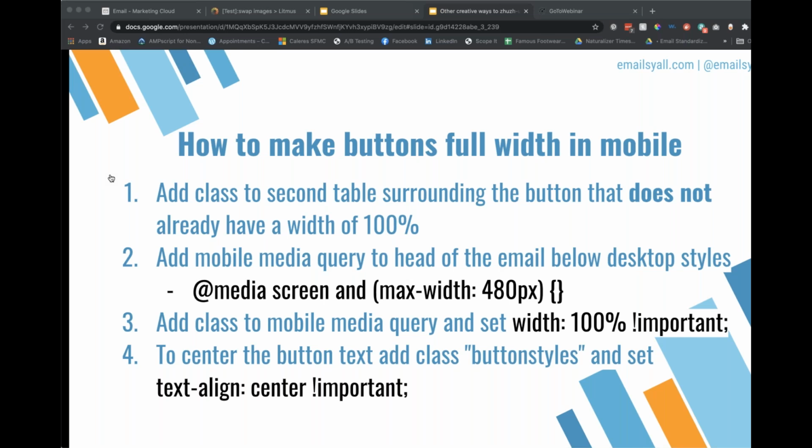So how do we do this? We need to add a class to the table that surrounds the Salesforce button. Make sure that the table you add it to does not have the 100% set width. It's the table after that one. Then you'll go up to the head of the email in the 480 media query and set the class you just made with width 100% important. Lastly, you want to add the class button styles that's already part of the Salesforce button and set it to text align center with important so that the text will be in the middle of the button.